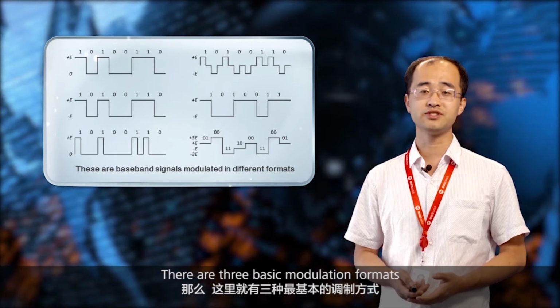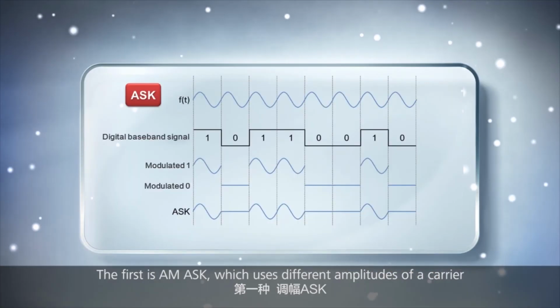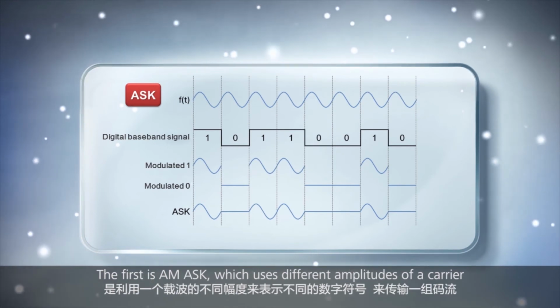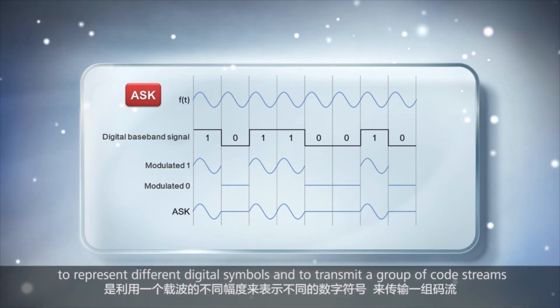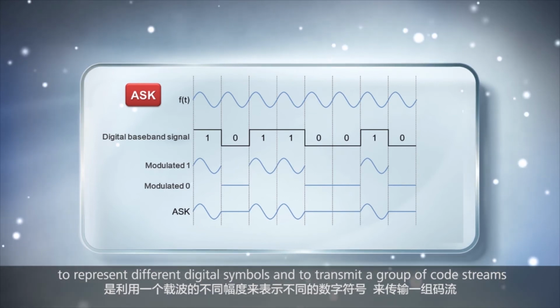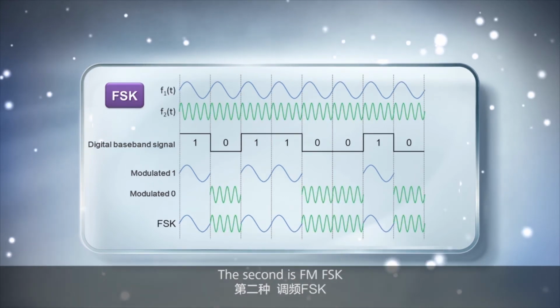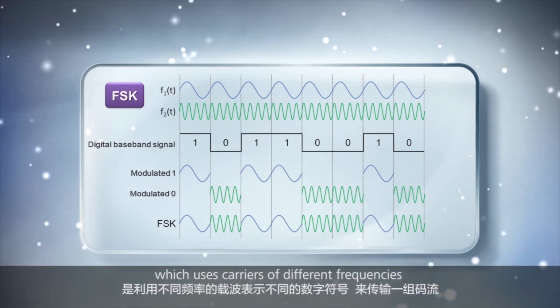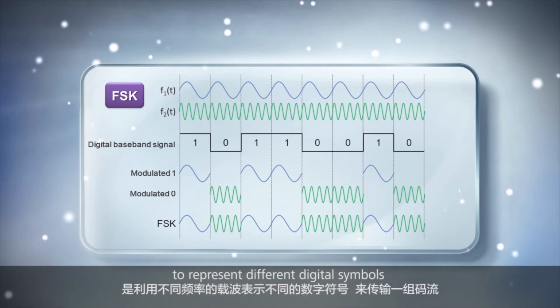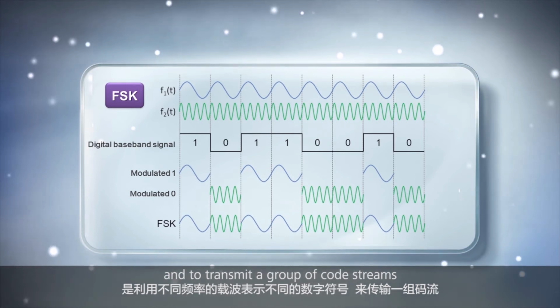There are three basic modulation formats. The first is AM/ASK, which uses different amplitudes of a carrier to represent different digital symbols and to transmit a group of code streams. The second is FM/FSK, which uses carriers of different frequencies to represent different digital symbols and to transmit a group of code streams.